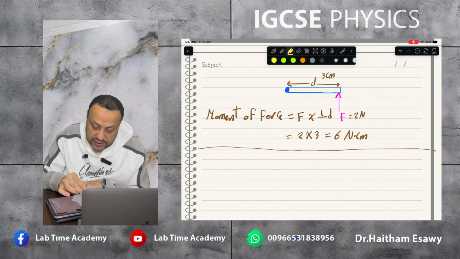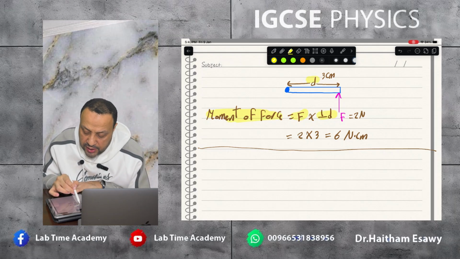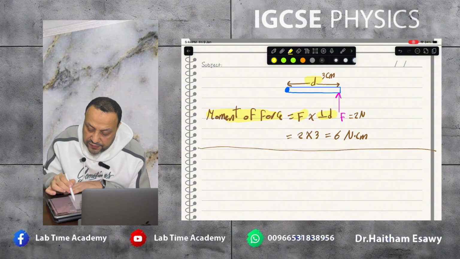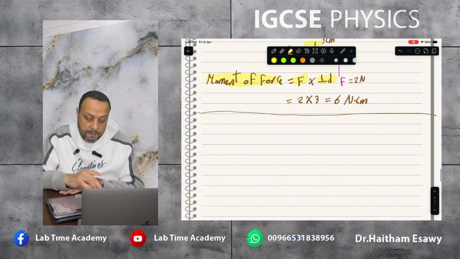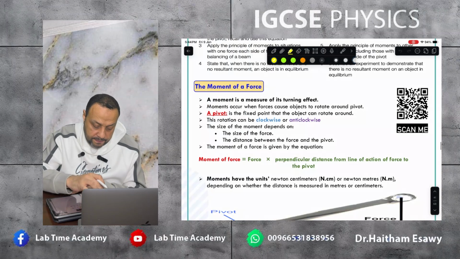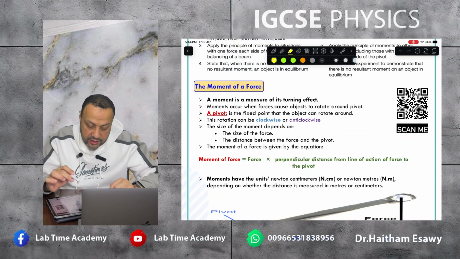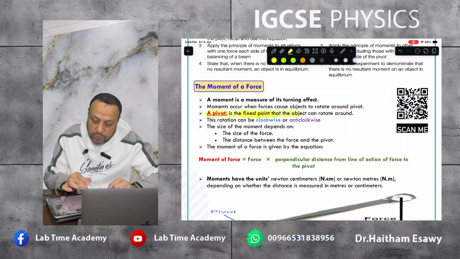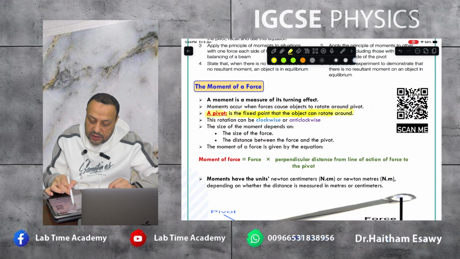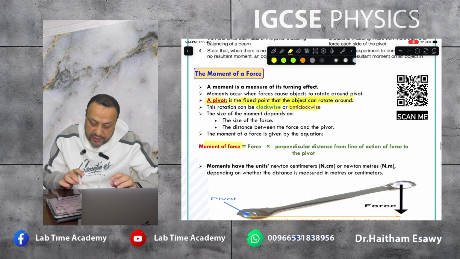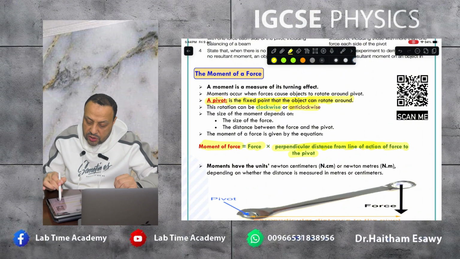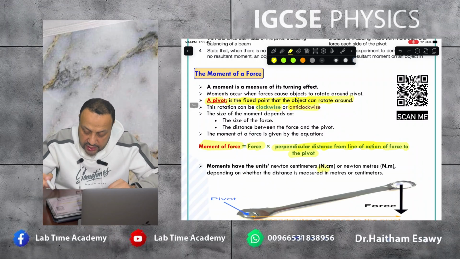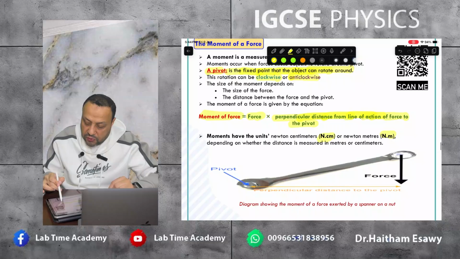Here we have the moment of force, which, as I said, equals force multiplied by the perpendicular distance from the line of action of force to the pivot. The pivot is a fixed point that the object can rotate around, and this rotation may be clockwise or anti-clockwise. This is the rule for the moment of force, and this is its unit.